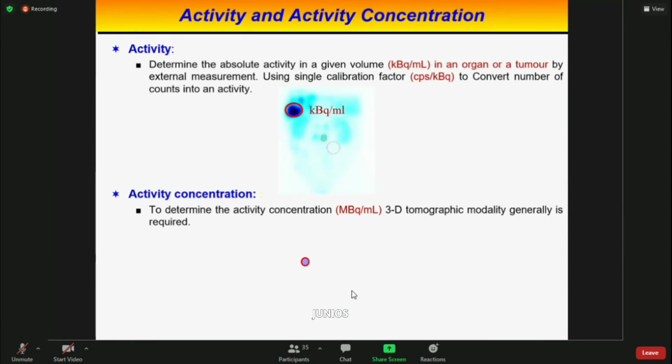Now, what is the activity concentration? The activity in a source in air can be accurately determined from an ROI that is large enough to completely cover the image of the source.